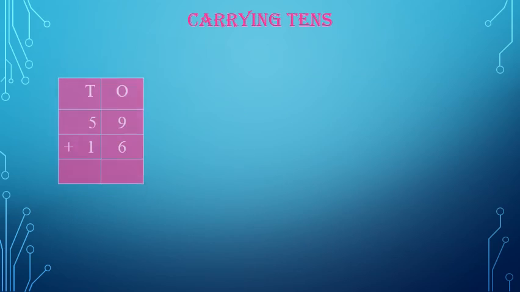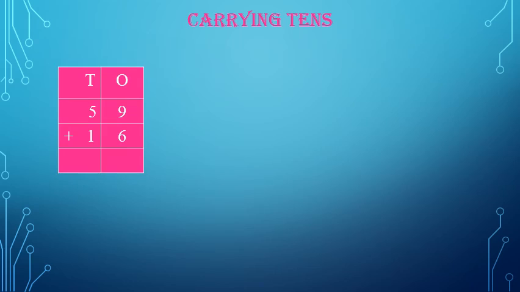Now we will see carrying tens. Let us see first example. 59 plus 16. So first you have to add ones. 9 ones plus 6 ones. Count 6 fingers after 9. 10, 11, 12, 13, 14, 15.